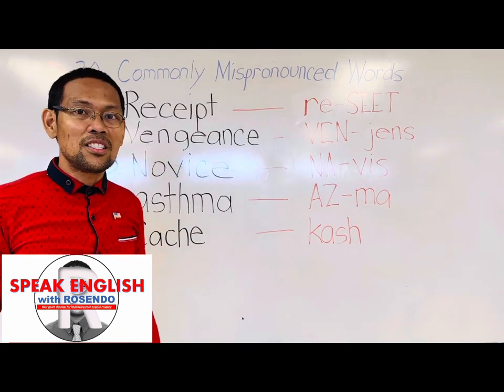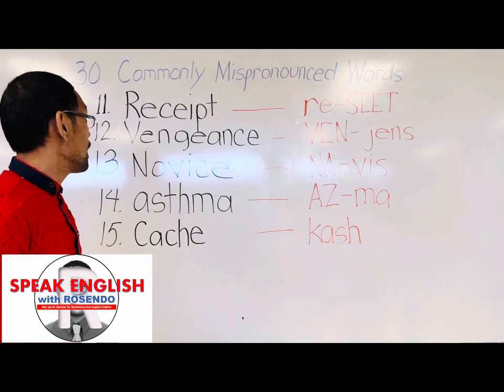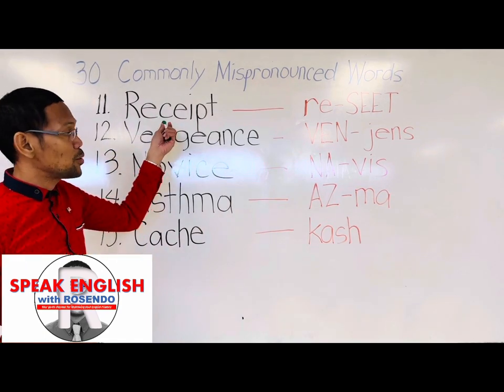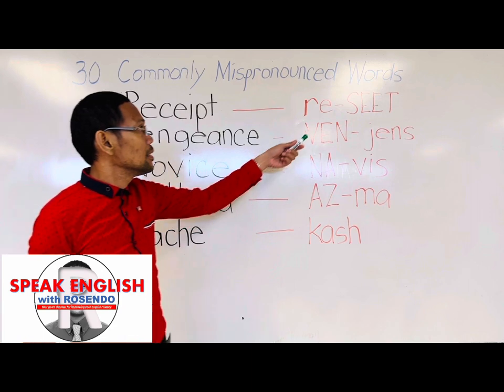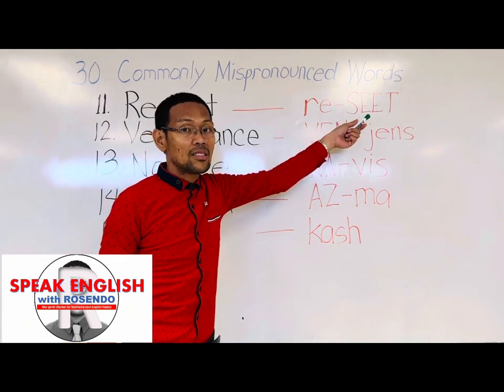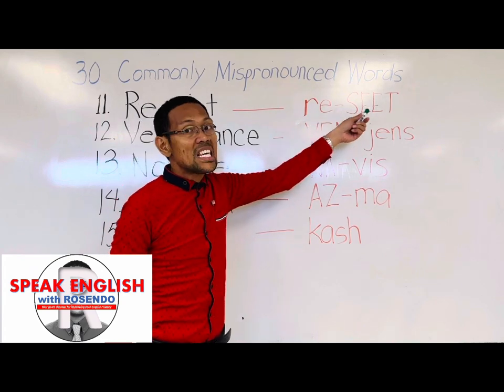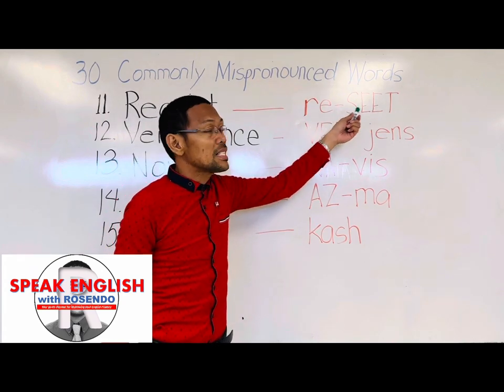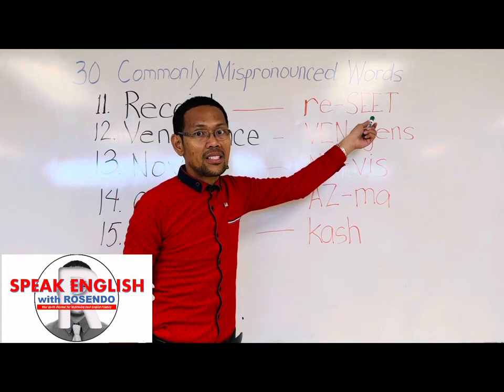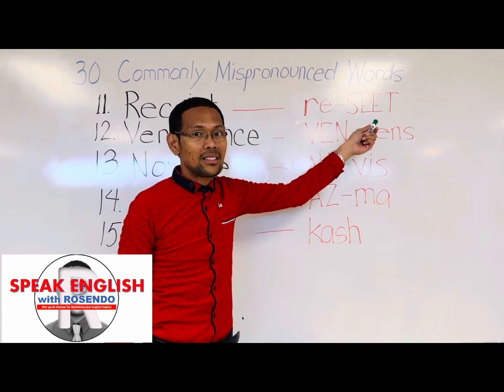All right, moving on to number 11. We have a two-syllable word again. The emphasis is on the second syllable. We pronounce the word receipt, receipt.